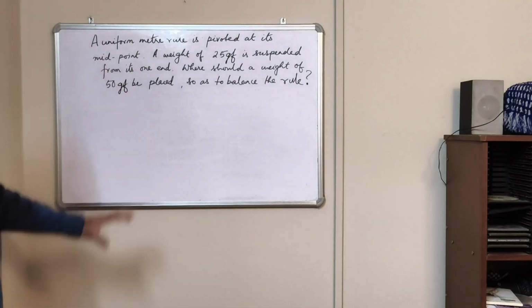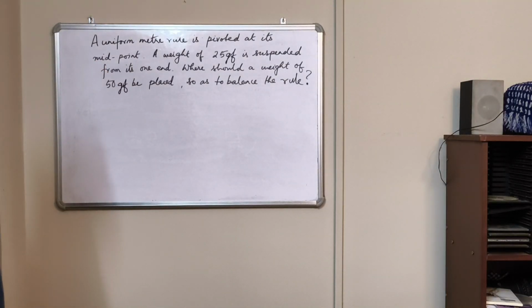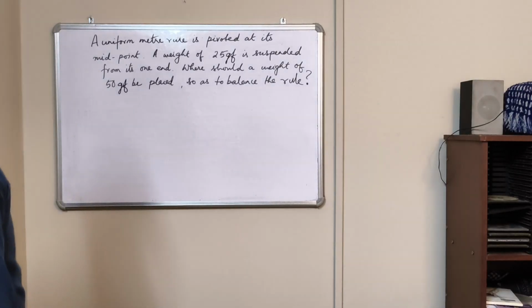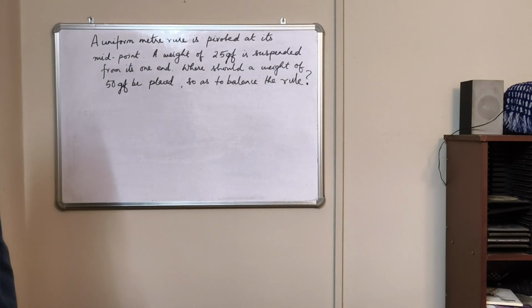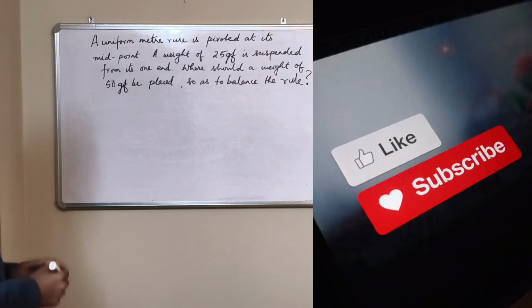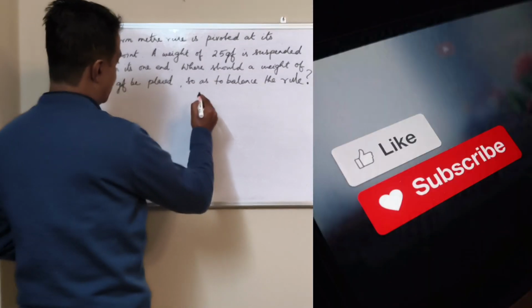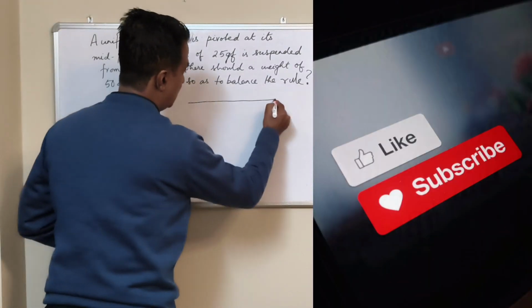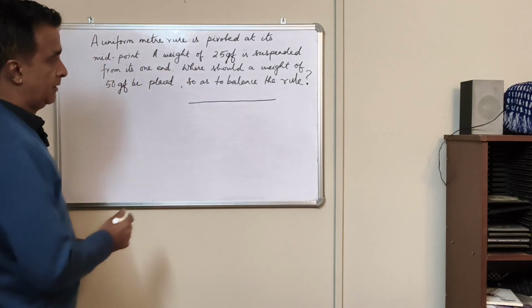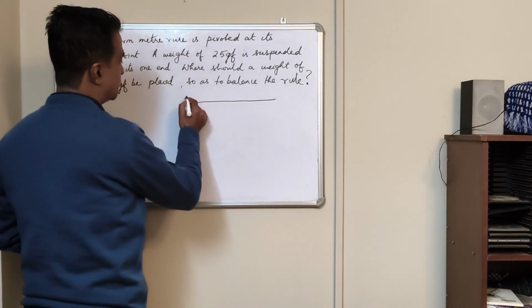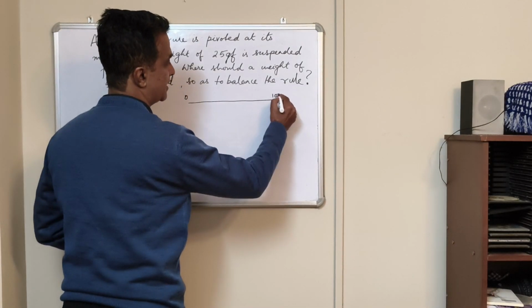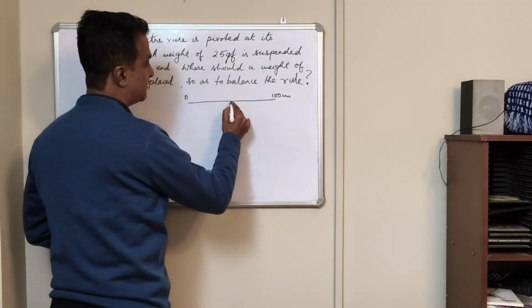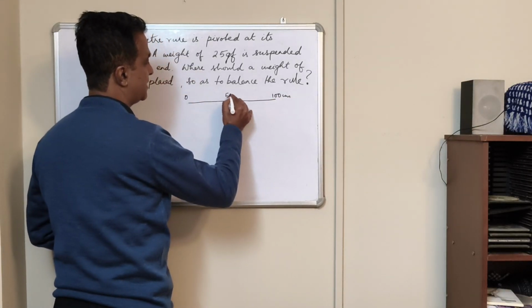All right, let's try this numerical based on the principle of moments. The question says a uniform meter rule is pivoted at its midpoint. A weight of 25 gf is suspended from its one end. Where should a weight of 50 gf be placed so as to balance the rule? So here we have a uniform meter rule, balanced at its midpoint. Supposing this is 0 and this is 100 centimeters, this rule has been balanced at its midpoint, so at the 50 centimeter mark.